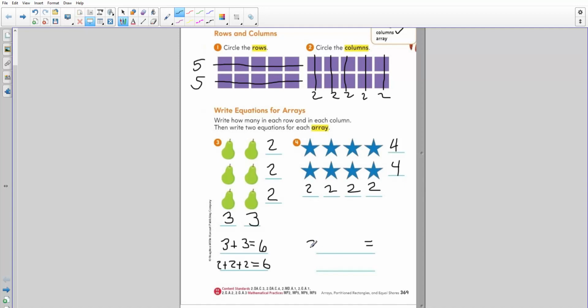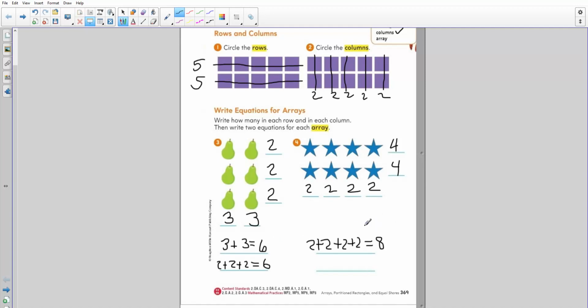That's right. 2 plus 2 plus 2 plus 2. I'm taking each column and adding it together, which gives me a total of, let me think. I know 2 plus 2 is 4. Wait, there's another 2 plus 2. That's 4. Then I can take my 4 plus 4 equals 8. You're right. Those doubles facts really come in handy when working with arrays.